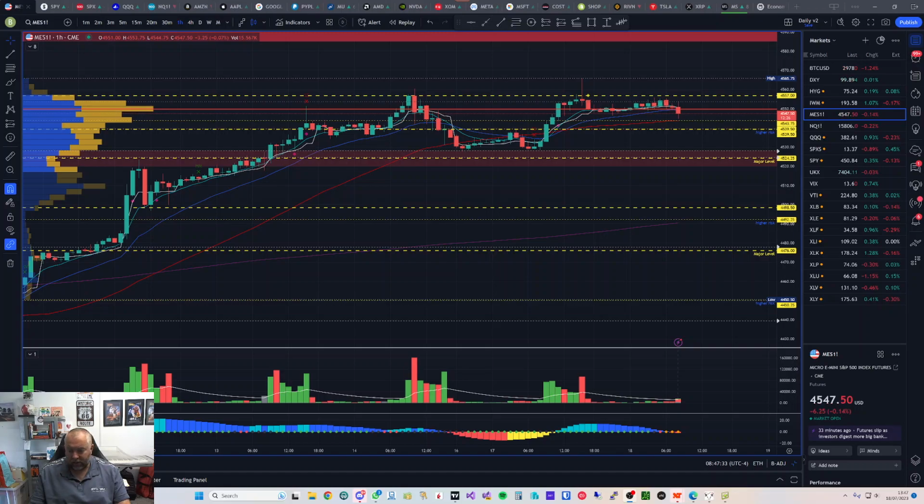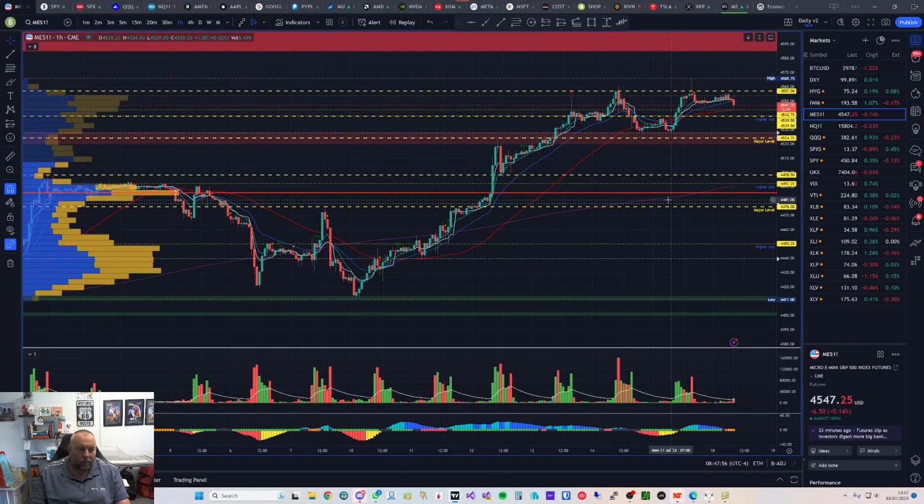Good morning, it's the 18th of July 2023, Tuesday, and this is my trade plan for today. On my screen at the moment you've got the 1 hour MES or the ES chart, and it's looking better today because we've got a few levels we can play with.